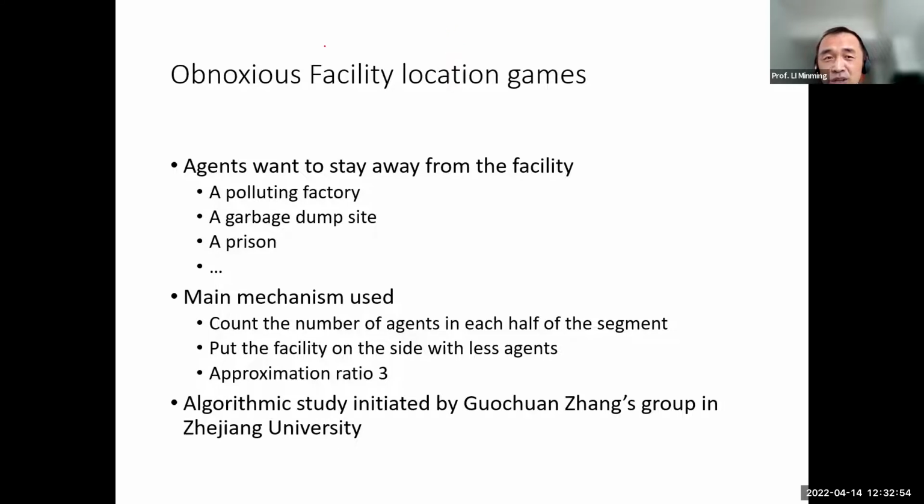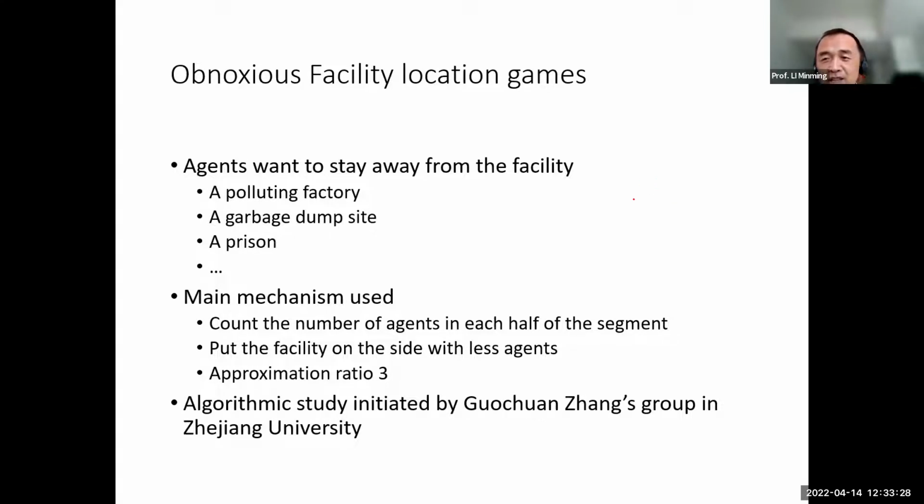So another extreme is everybody wants to be far away from the facility, right? Okay. So what kind of facility do people not like? Well, for example, a polluting factory, right? Pollution is not good, right? And also a garbage dump site, okay? That site, you need to use it, but not too close because it's smelly, right? And also something like a prison. Why is prison bad? Because in case of an accident, it will be quite dangerous, right?